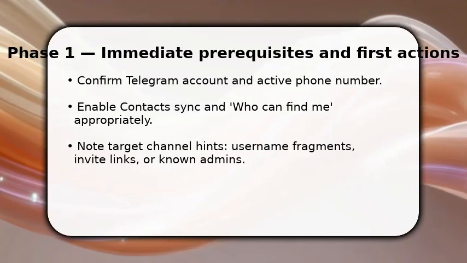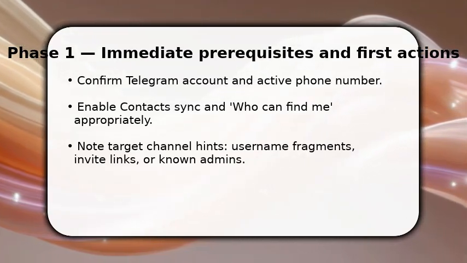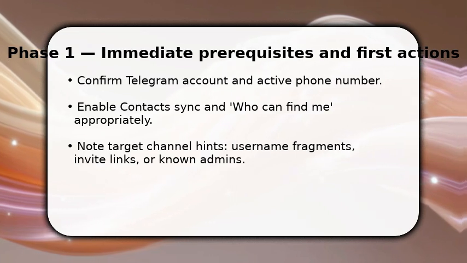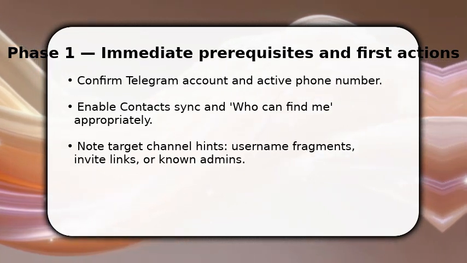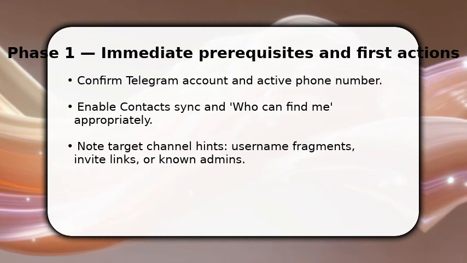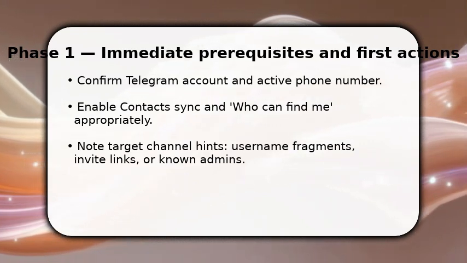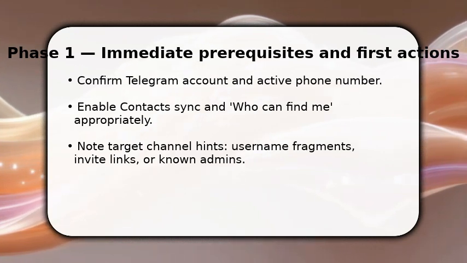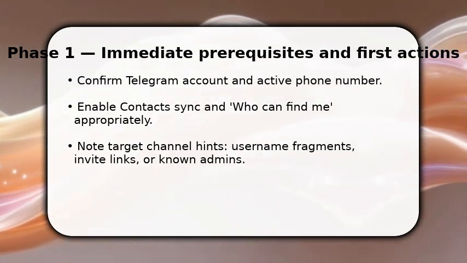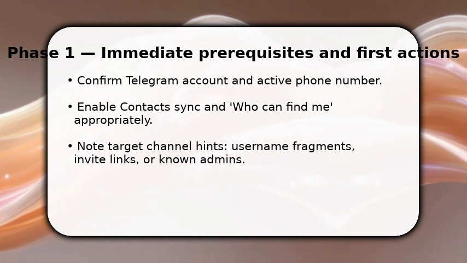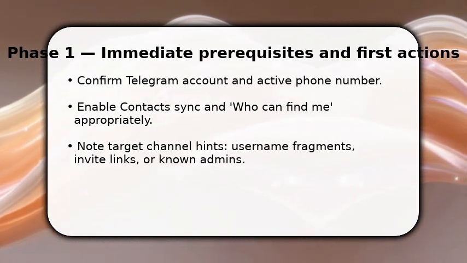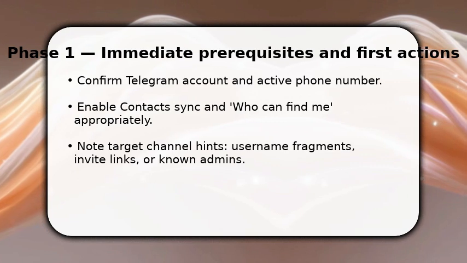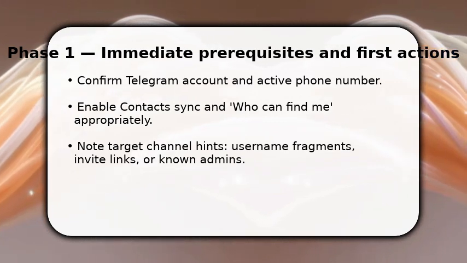You start with essentials. Make sure your Telegram account is active and your phone number is verified, then enable contacts sync so results surface faster. Next, gather every hint you have about the private channel, partial usernames, invite links, or admin names. Once done, use the Telegram search bar and enter fragments of the username or admin name and check global results. This approach finds matching public remnants or related groups that lead toward the private channel.